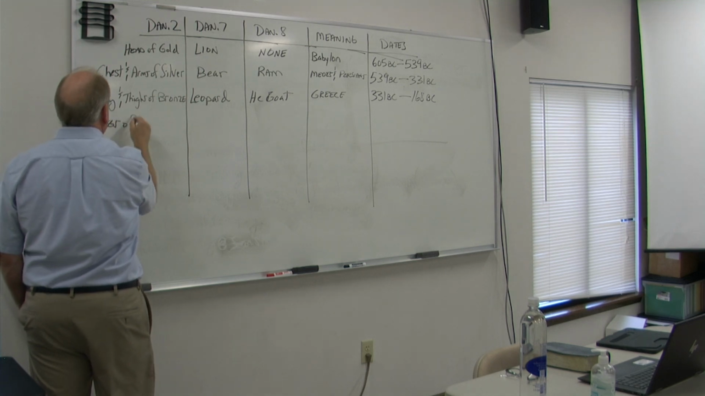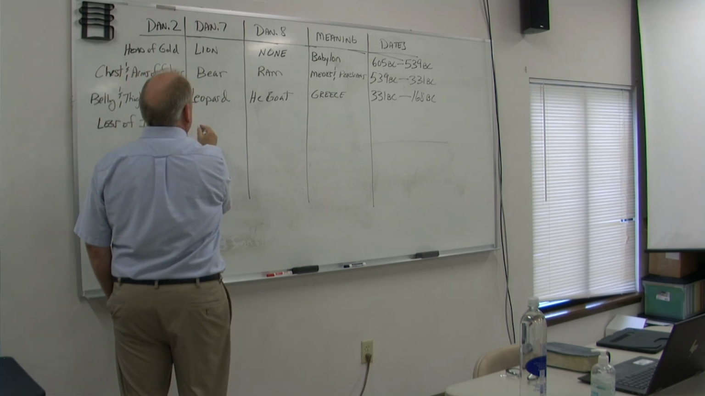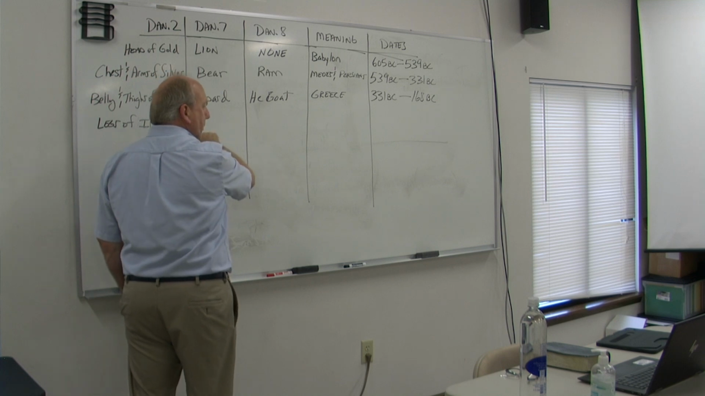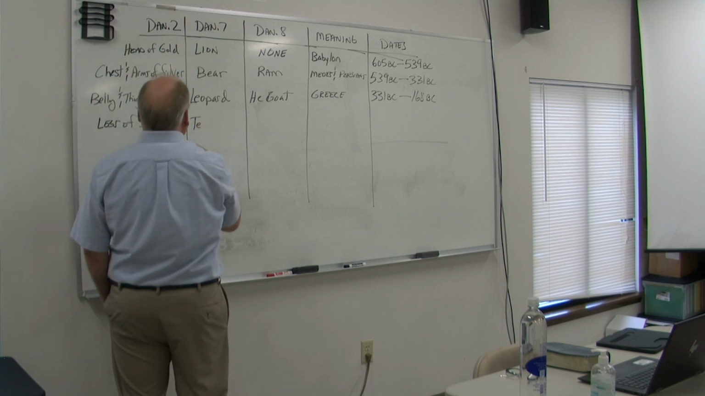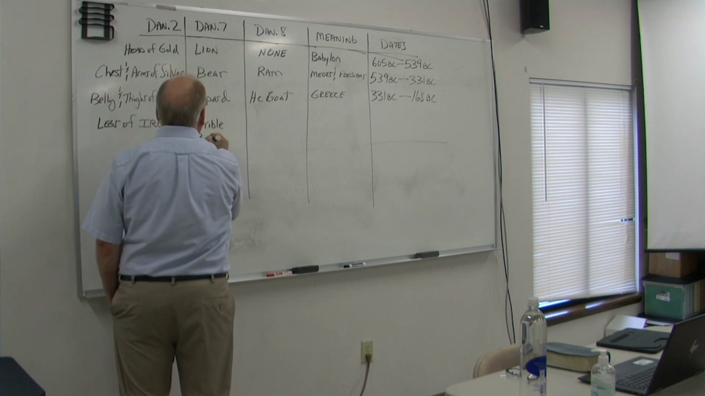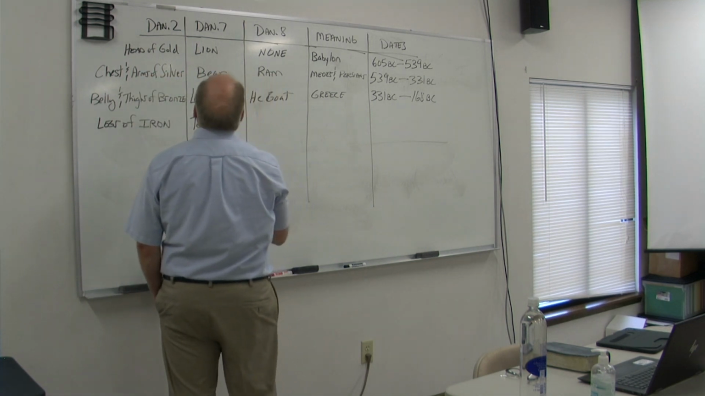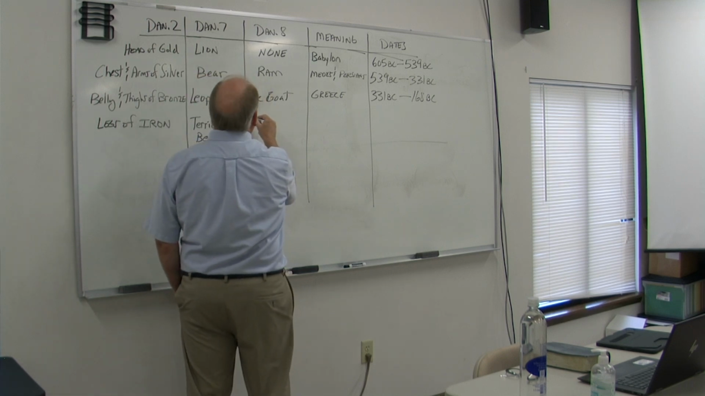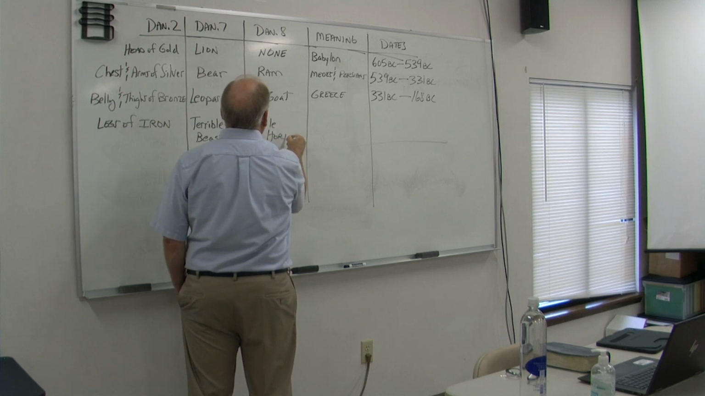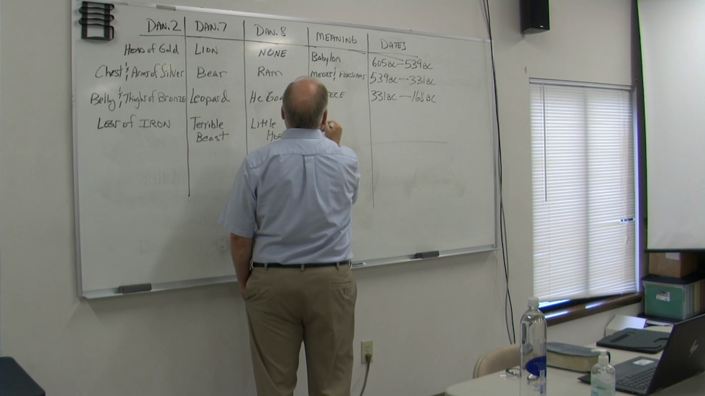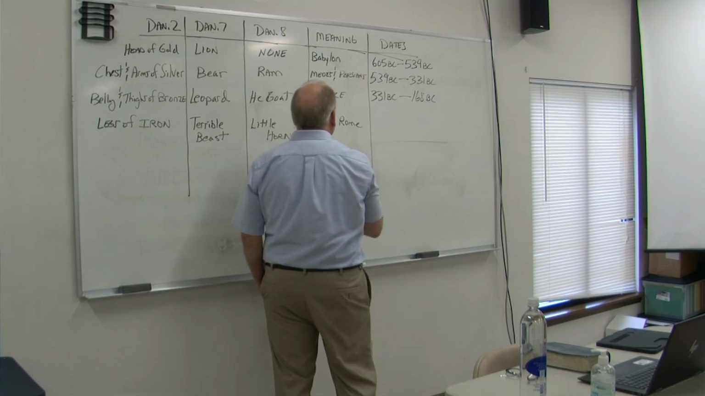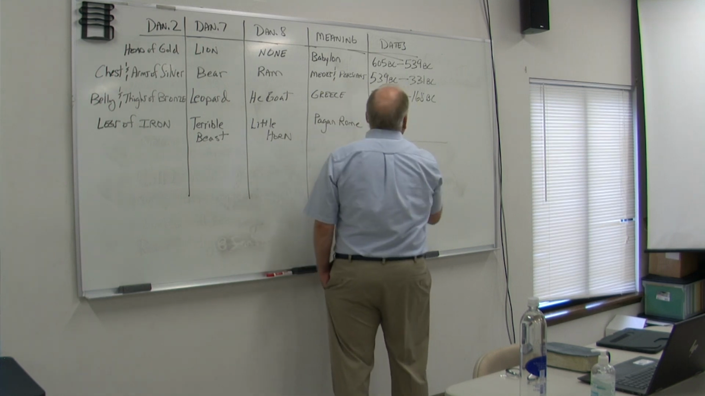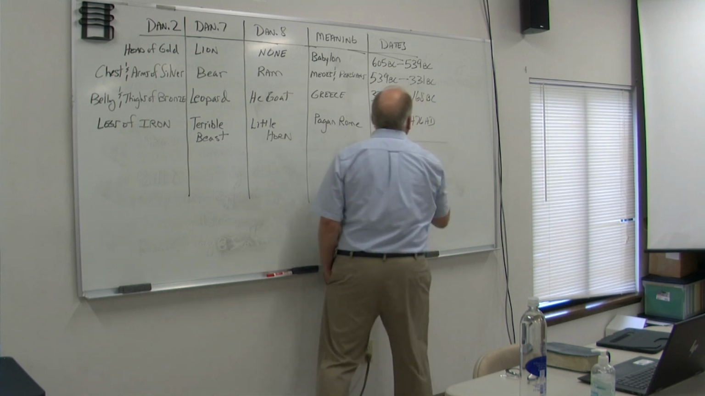331 to 168. Okay. Legs of iron. A terrible beast. Oh, what are we doing here? Fierce, terrible beast. I thought you said turtle. That's what I thought I heard too. I thought he said Myrtle Beach. Terrible beast, right? Rome. Which Rome? Imperial Rome. Pagan Rome. It's Imperial Rome. You're right. We could say Imperial Rome or Pagan Rome. Roman Empire is what we have there, right? What's the Roman Empire? 476 AD. Okay.